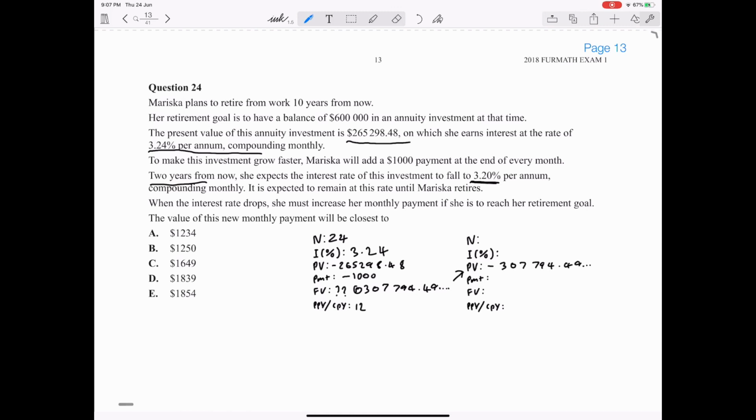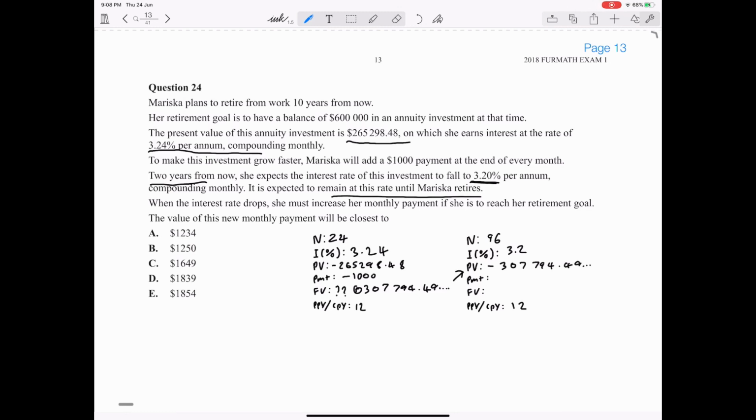And we know that after the 2 years, the interest rate falls to 3.2% per annum, compounding monthly. And it is expected to remain at this rate until Mariska retires. So we know that 2 years have already elapsed, and Mariska was planning to retire 10 years from when she started her annuity investment. So that means if 2 years has passed, she has 8 years left until she retires. So you do 8 times 12, which would give you the value of the annuity after a further 8 years. So that would be 96.